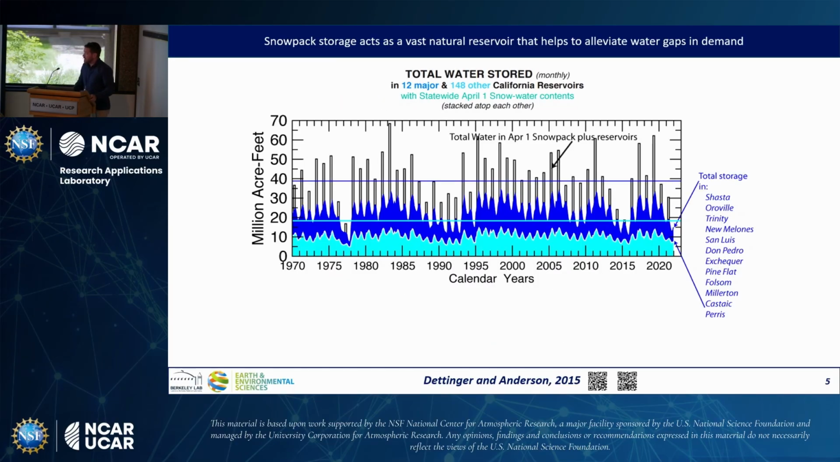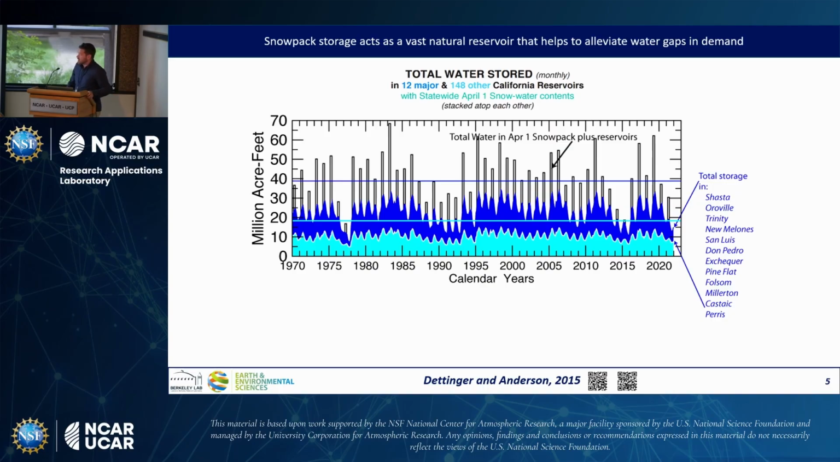Now comparing snowpack storage, I really like this diagram by Dettinger and Anderson. It shows sort of the April 1st snowpack. So in the Western United States, traditionally, water managers have assumed that snowpack peaks around April 1st, and that's when we should start assessing how much water volume we might have stored up in our snowpacks and how much we might expect as reservoir inflow in the spring and summer.